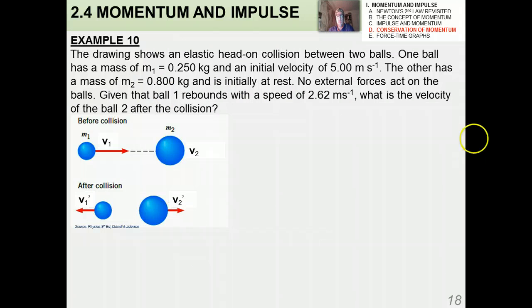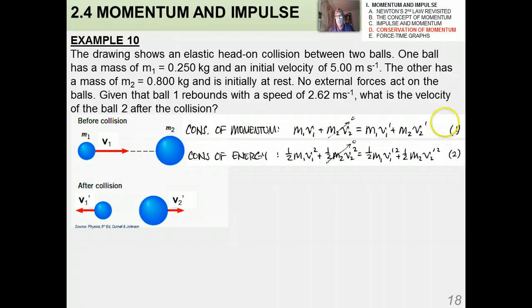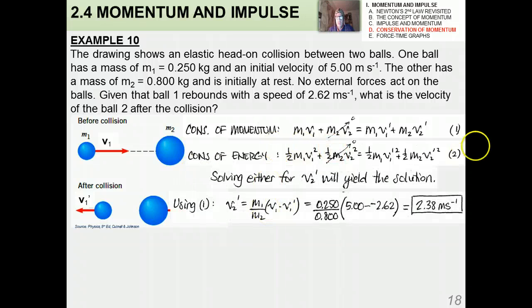Okay, here's a slightly more, this is a similar one, not too difficult. Try this one. By the conservation of momentum, note that ball number 2 has no momentum, so it's 0. That's equation 1. Conservation of energy, that's equation 2. Again, the initial kinetic energy is 0 for ball 2. I'm going to use both of these equations to solve this.